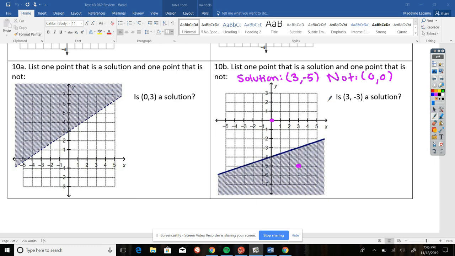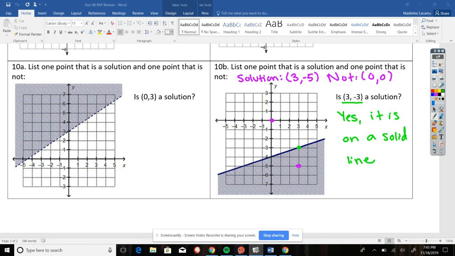And then it asks us, is (3, -3) a solution? So if we go to (3, -3), that's on a solid line. Anything on a solid line is a solution. So yes, it is on a solid line.